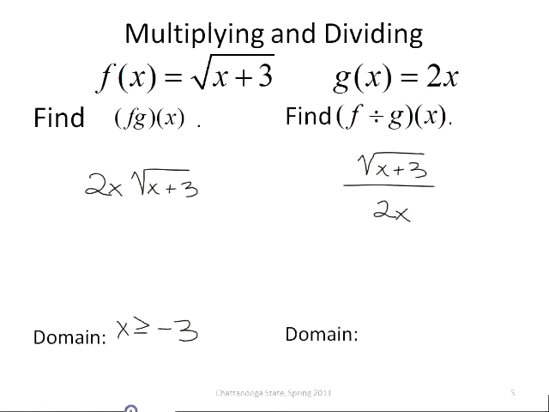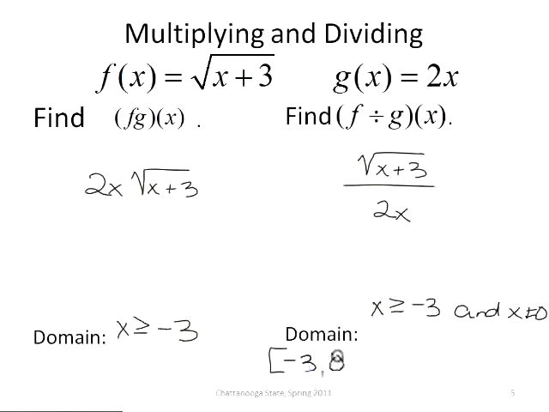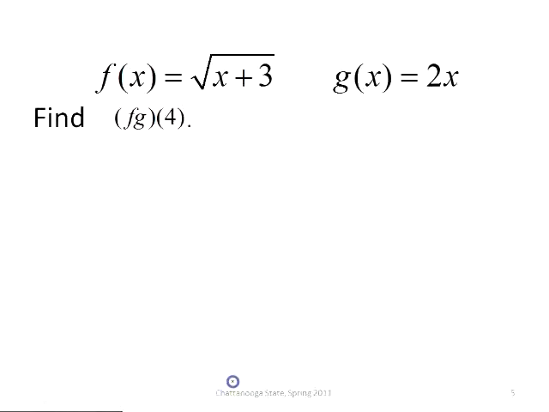And in the division problem, not only do we have to avoid the numerator being a negative under the radical, we also have to avoid the denominator being 0. So we can say that x has to be greater than or equal to negative 3, and x cannot be 0. So in interval notation, I would go from negative 3 up to 0, do not include the 0, and then start again at 0 and go to infinity, but do not include your 0 here.